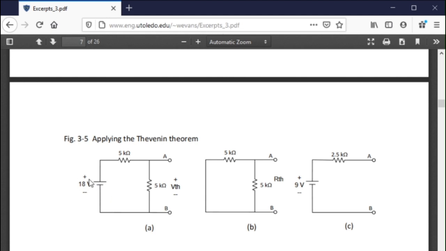So we take the 18 volts and we convert it to 9 volts over here, and this is known as V Thevenin. For R Thevenin, we start at the A terminal, and then you come back. You short out the 18 volts, and you come back to this point. You say, these must be in parallel. So you take the 5 and the 5, use the product over sum rule, and you get the 2.5K. So this circuit right here is equivalent to this circuit right here.